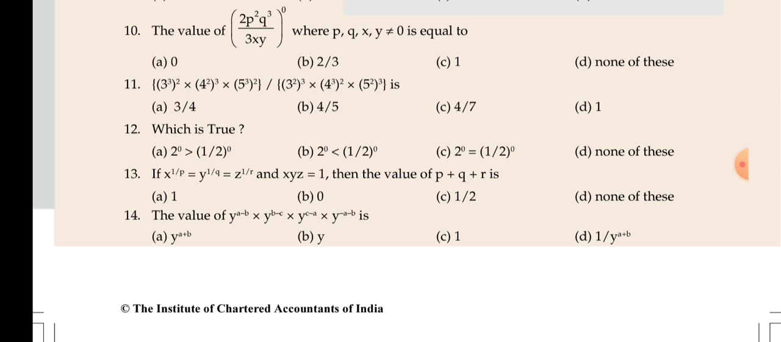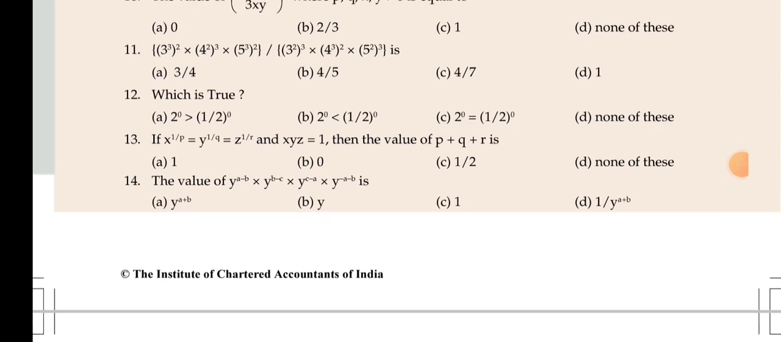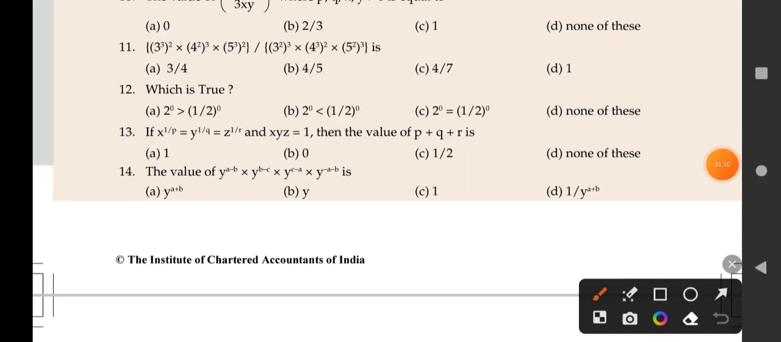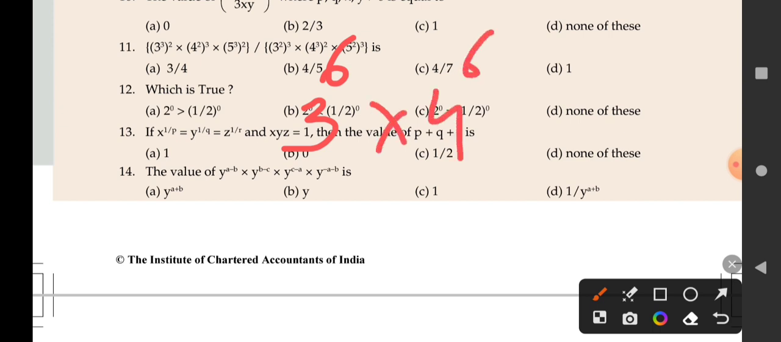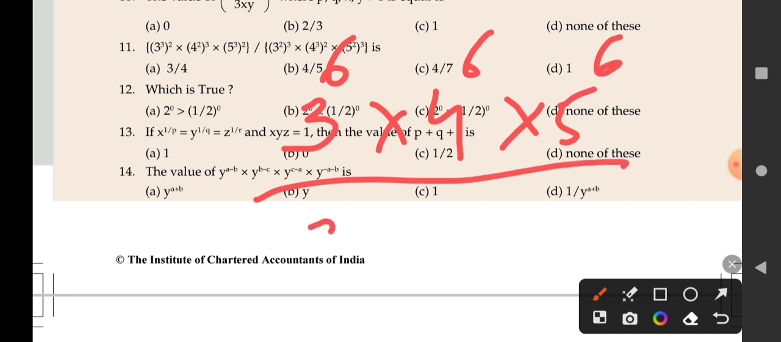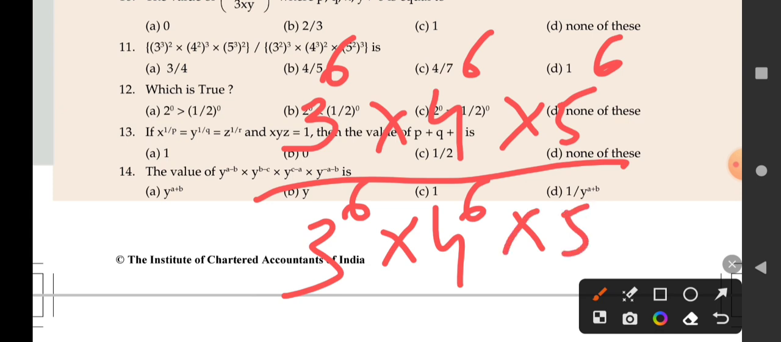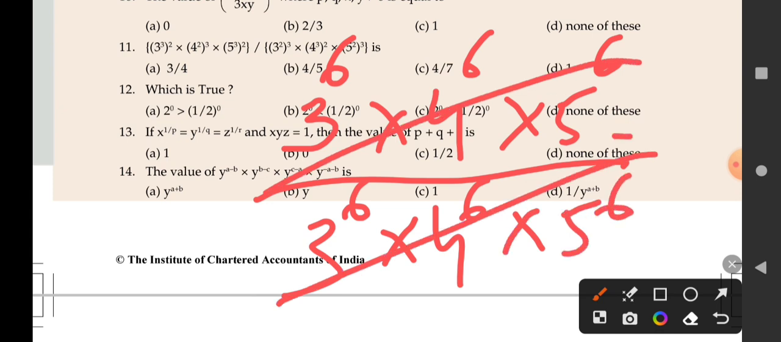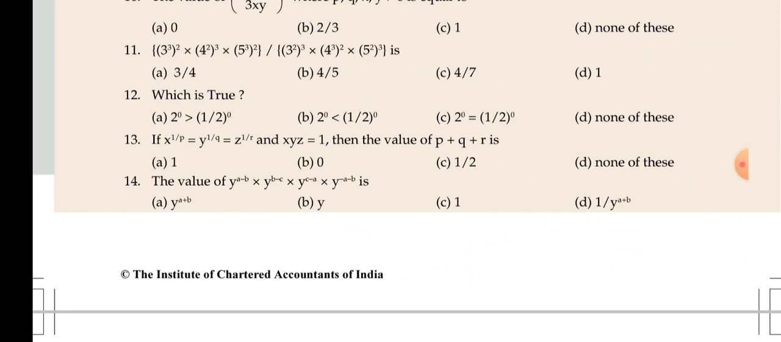Anything raised to 0 is again 1. Option number C. Okay, 11th question. Be careful. So let's see. 3 power 6 into 4 power 6 into 5 power 6 divided by 3 power 6 into 4 power 6 into 5 power 6 is the same thing, which is equal to 1. Option number D.